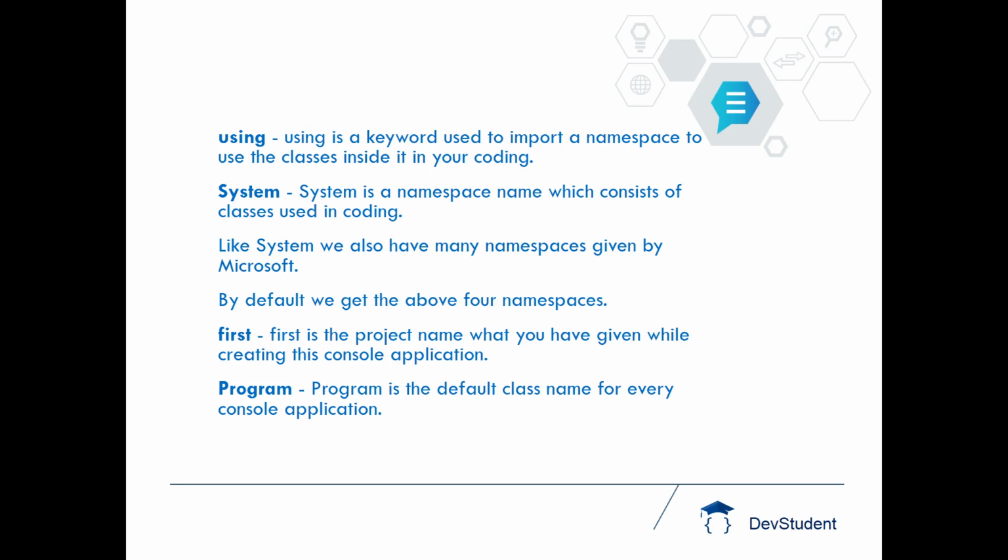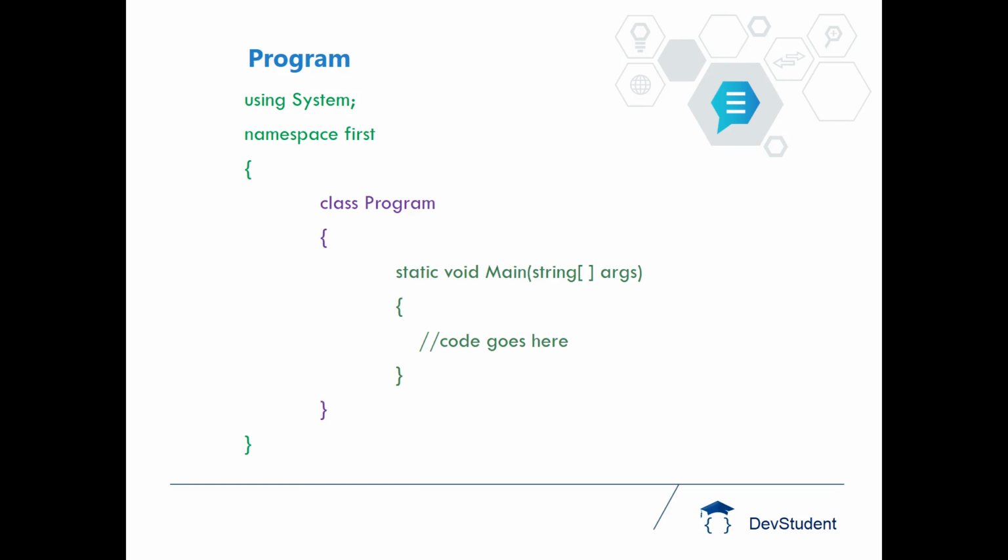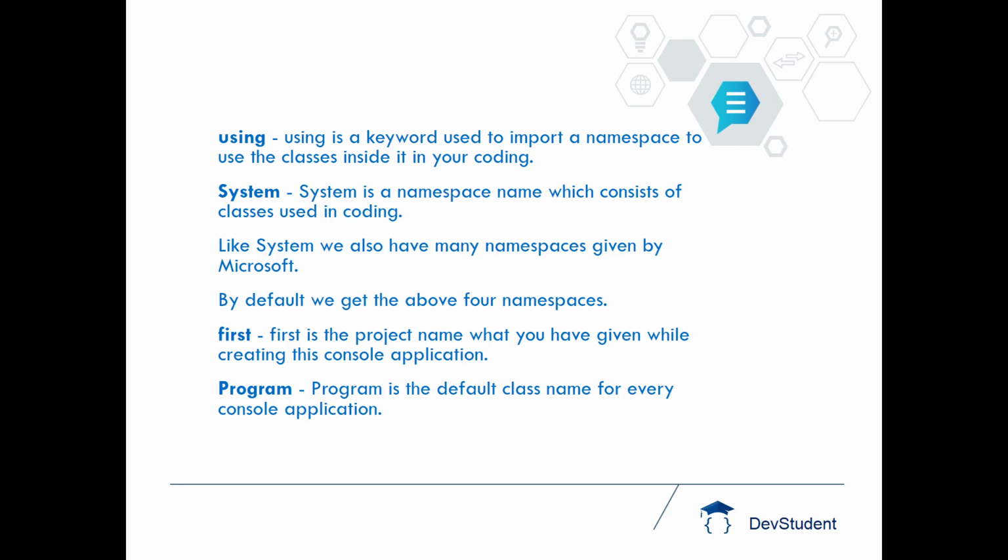Here, some of the words in the program can be explained. The first is using. Using is the keyword you can see at the top of the program, which is used to add a namespace in your program. Next is System. System is the namespace name. If you want to use some of the classes in your program, you have to add those namespaces using the using keyword.